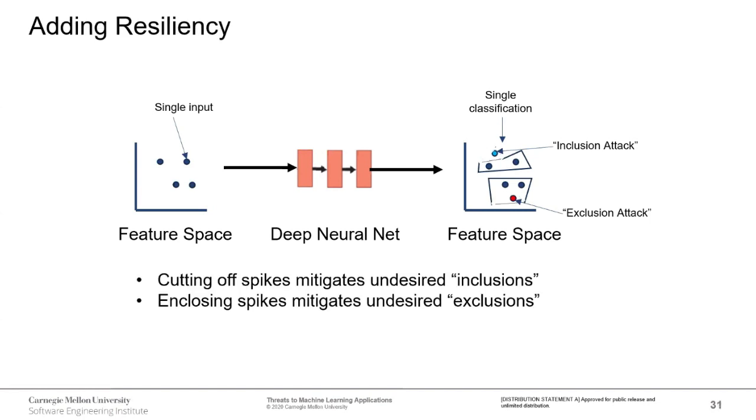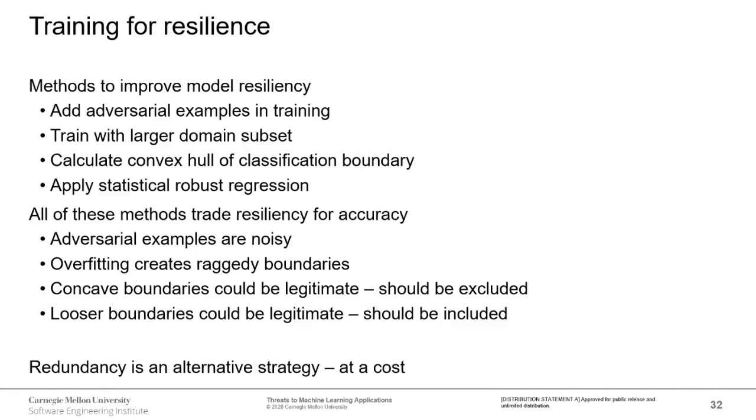So from that kind of representation, you can see that a way to approach adding resiliency here is to get rid of the inclusion attacks. You cut off all those spikes. And to get rid of those exclusion attacks, you start filling in all those little holes. And that does allow you, in the abstract sense, to manage those particular kinds of attacks. How do you actually do that? Well, there's a variety of statistical techniques that you can use in order to accomplish either cutting off the spikes or filling in the holes.